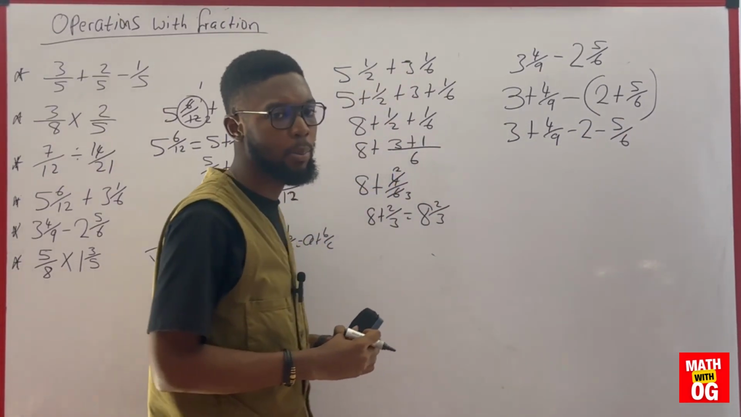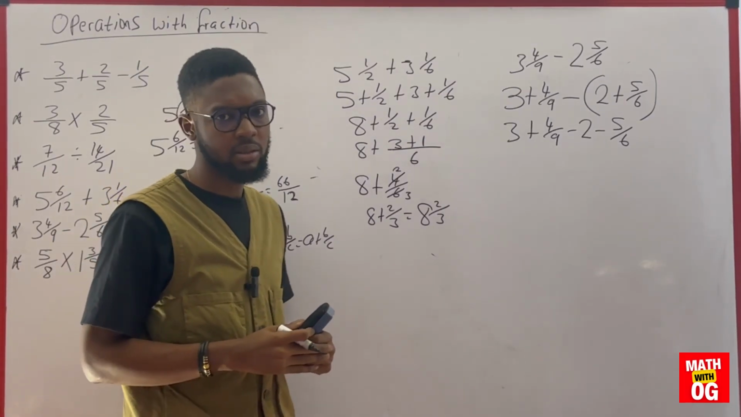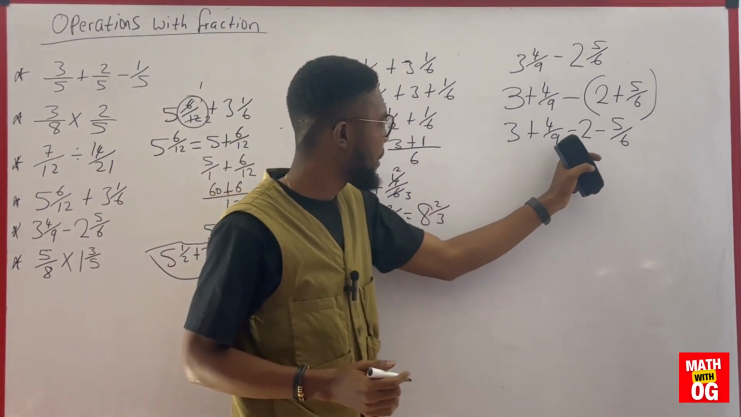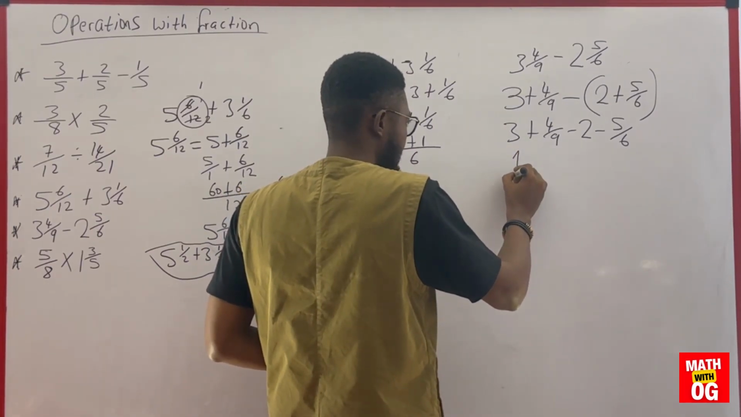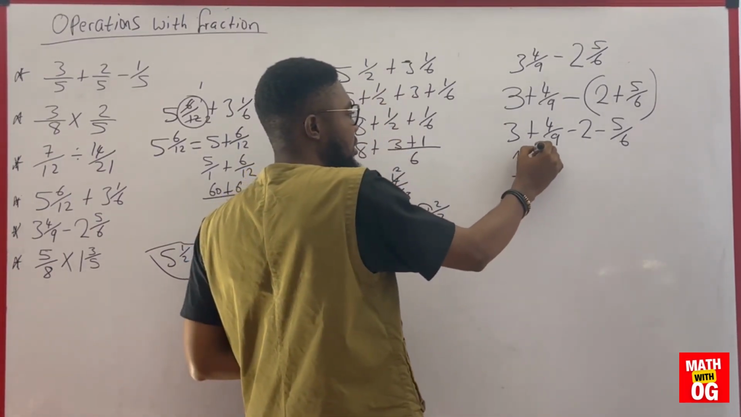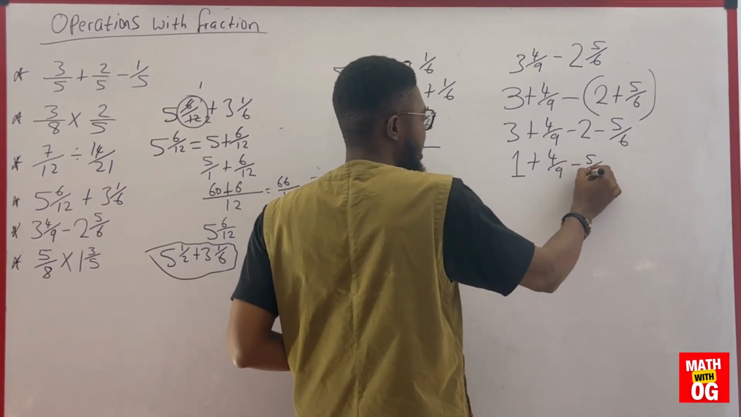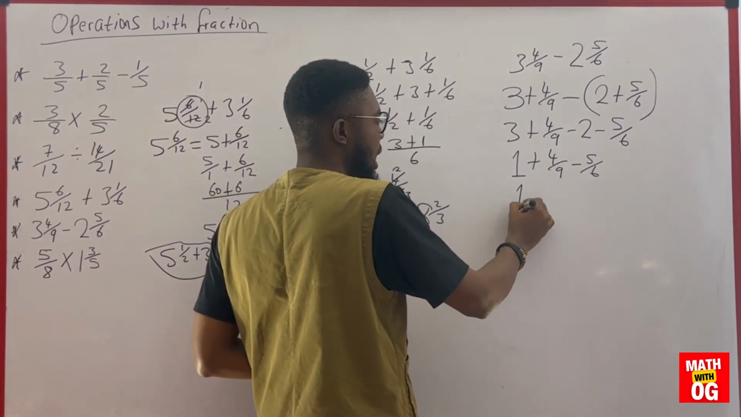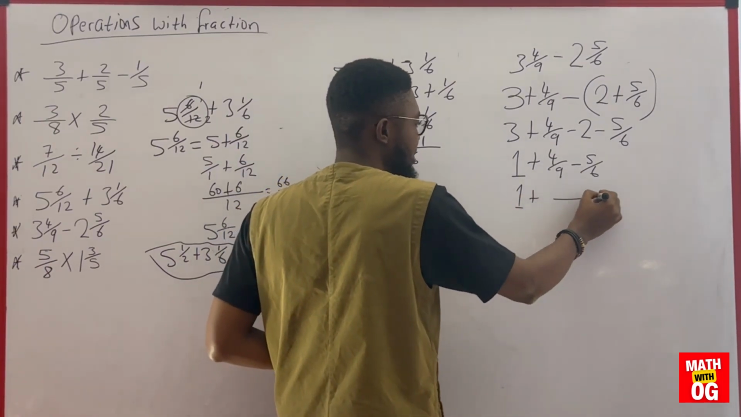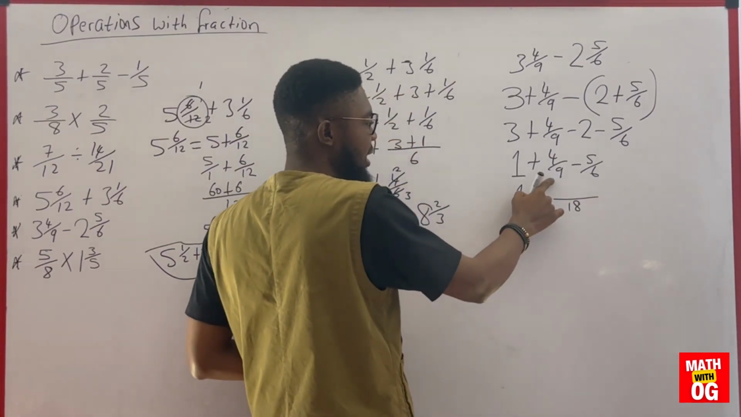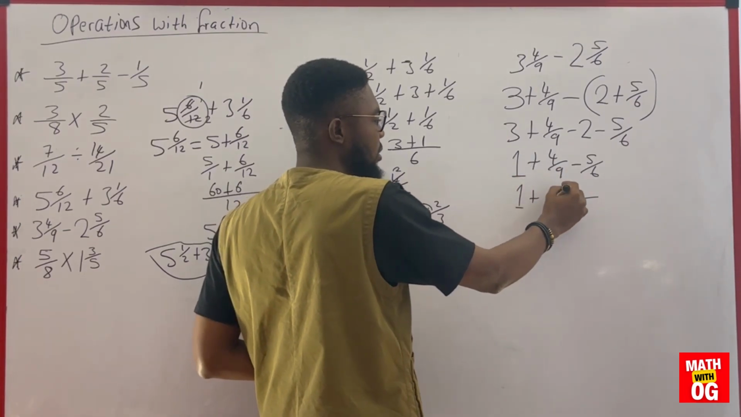Now add the whole number part and add the fractional part. So 3 minus 2 is 1. So I'm left with plus 4 over 9 minus 5 over 6. So this will give us 1 plus LCM of 9 and 6 is simply 18. 9 into 18 is 2. 2 times 4 is 8.